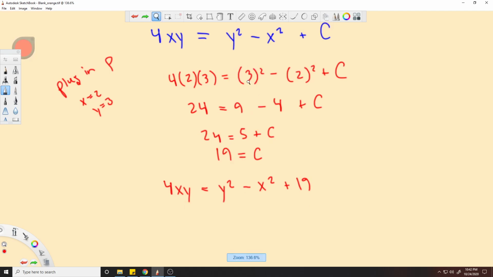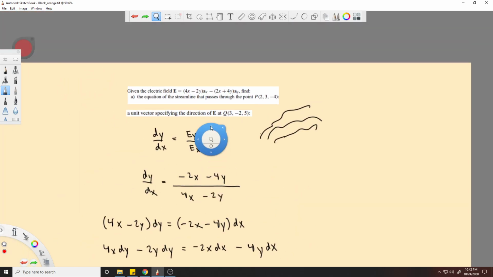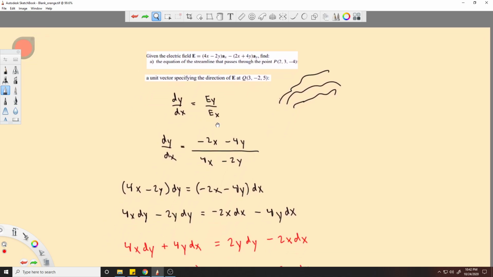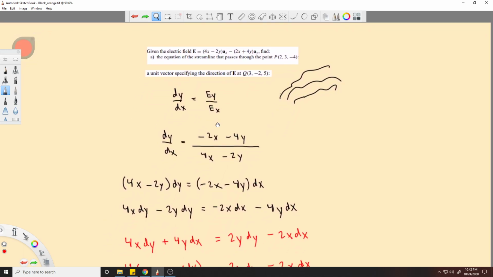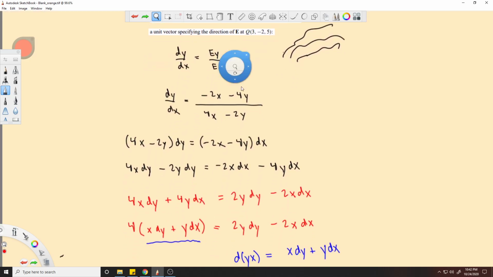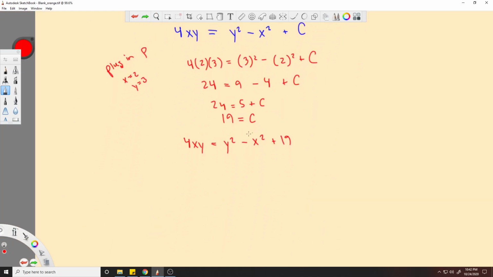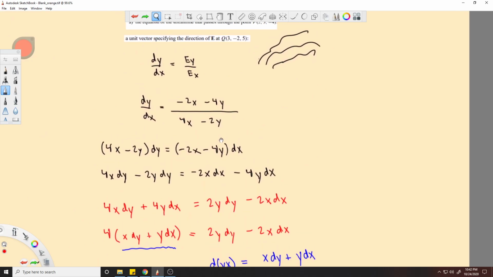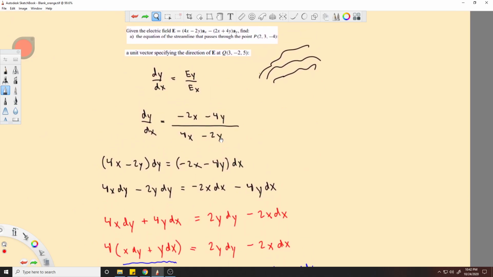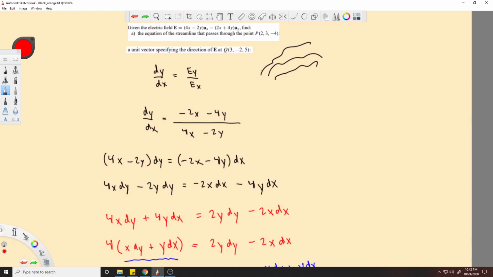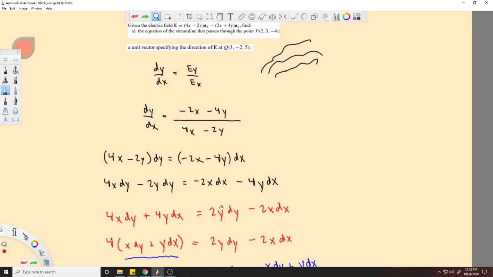Now for part B. The unit vector specifying the direction of E at Q (3, -2, 5). So I'm going to go ahead and write E. Where's E? 4x minus 2. Let me write that on paper and then just copy it real quick. All right. Q is (3, -2, 5). Okay.